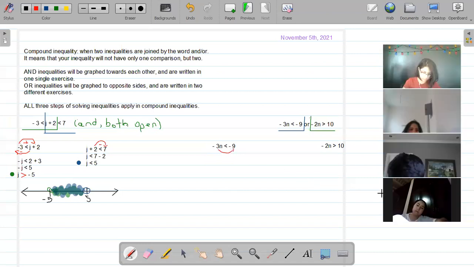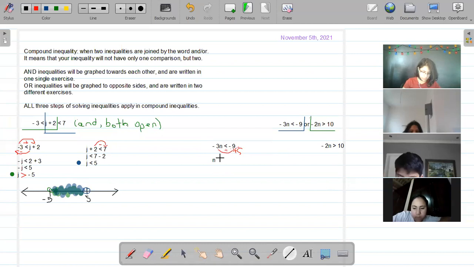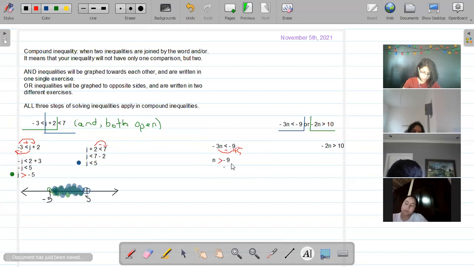Doing what? Dividing. And what else? We flip the sign, and I'm going to place an FS so I can remember that. It's not necessary, I just did it to remember. Okay, so n, now it's not less than, it is now greater than negative 9 divided by negative 3.